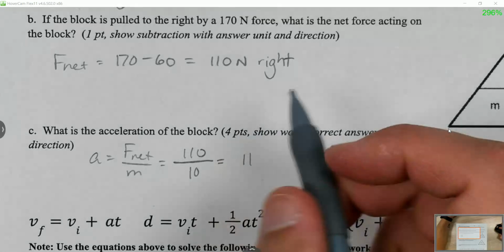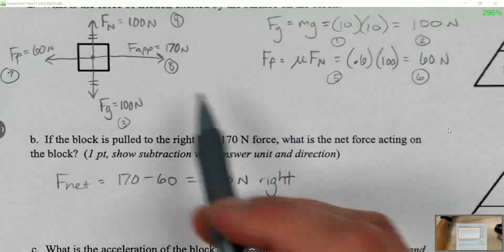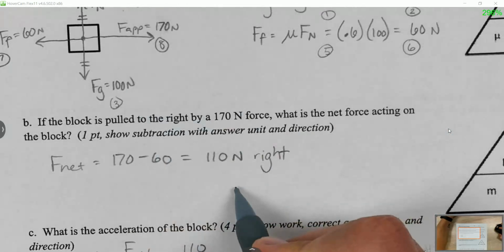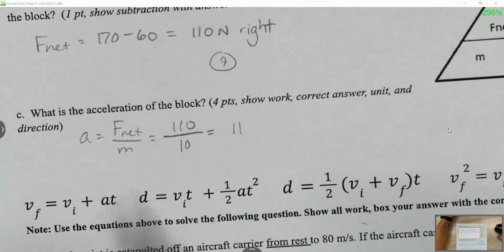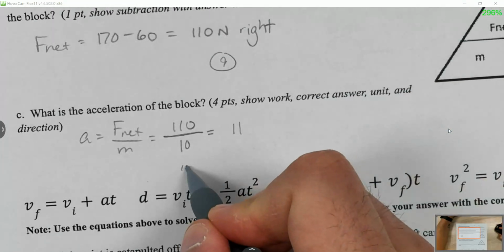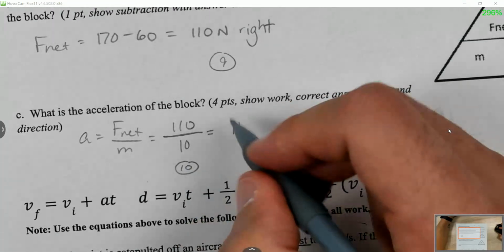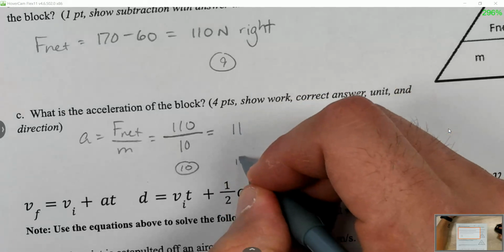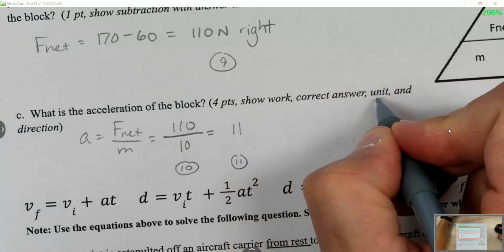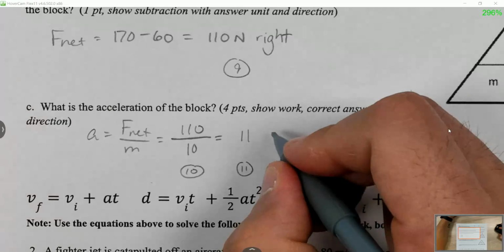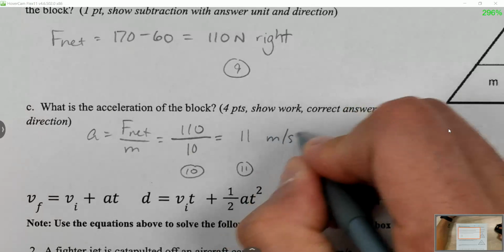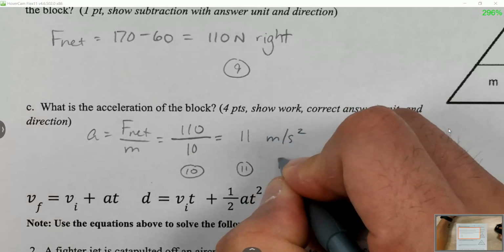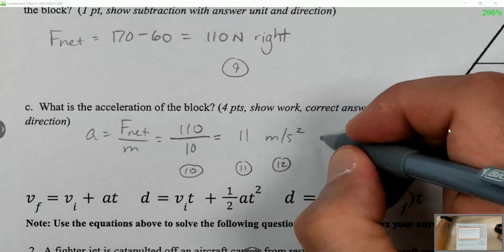All right, I believe this was our 8th point. This right here was our 9th point. Show the work as our 10th. Get the correct answer as our 11th point. The correct unit for acceleration is meters per second squared. And the correct direction.